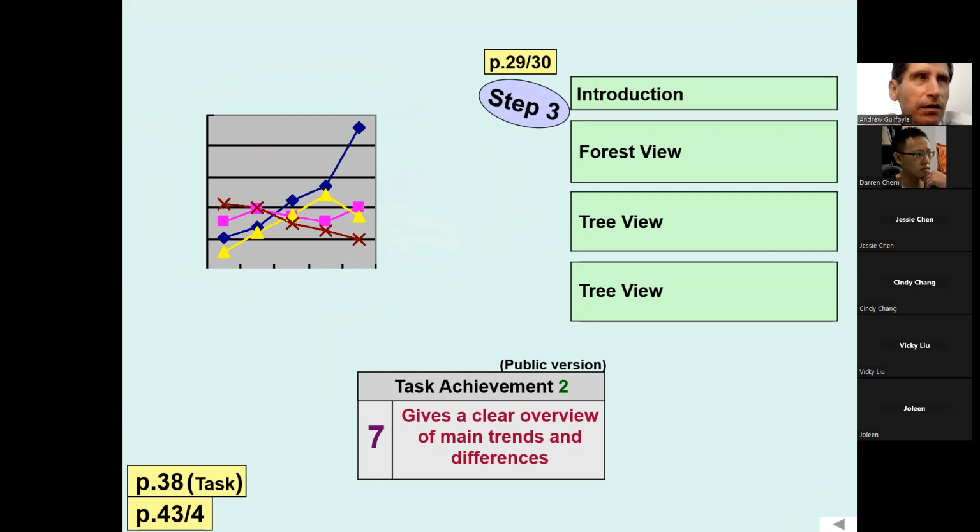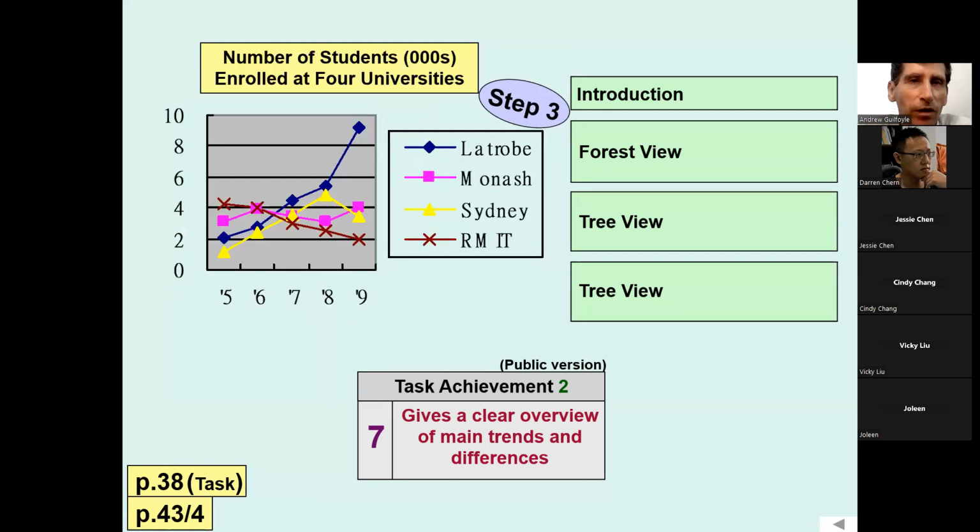So step 3 is, what does this mean in the real world? Can you make it meaningful? So what does go up mean? Someone tell me what it actually means. The number of students enrolled goes up. Yeah, good. So what does go up mean in real world English? You could use 受欢迎, popular. Yeah.